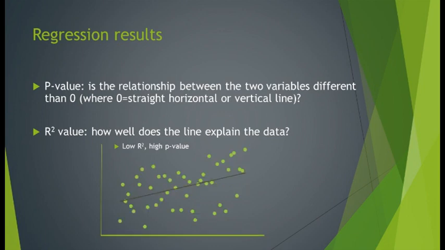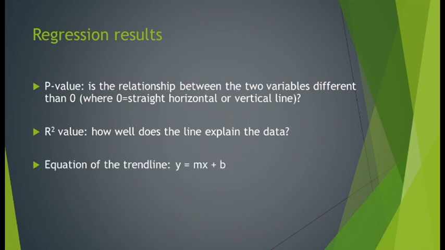Or opposite to this, you have very scattered points, but the trend line is at a 45-degree angle, resulting in a low R-squared but a high p-value. There is a correlation between the variables, but it is not easily predictable because the points are very scattered. You can also get the regression equation, which is the equation of the trend line.